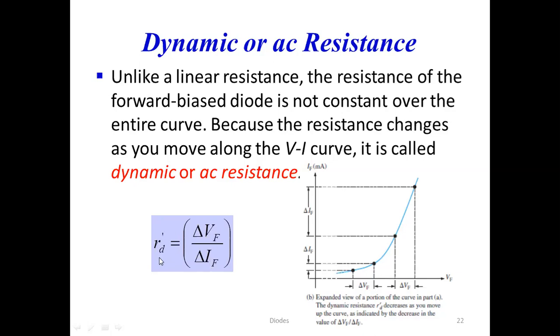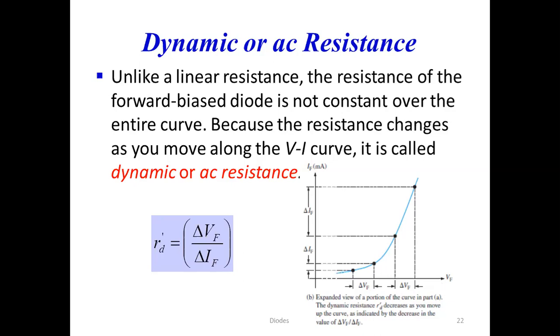Now why is it called dynamic resistance or AC resistance? Because this resistance does not remain constant throughout the characteristics. It is changing, and that's why it is known as dynamic or AC resistance. If you see this curve, at this particular point, for a little change in forward voltage, there is a drastic change in the forward current. So as you go in this direction, your resistance value is reducing.